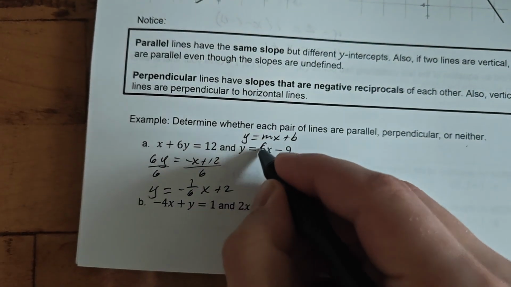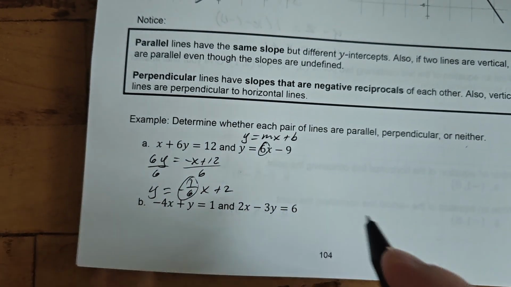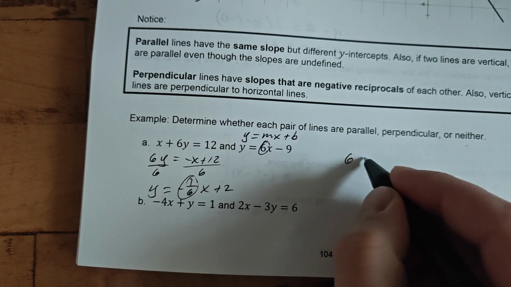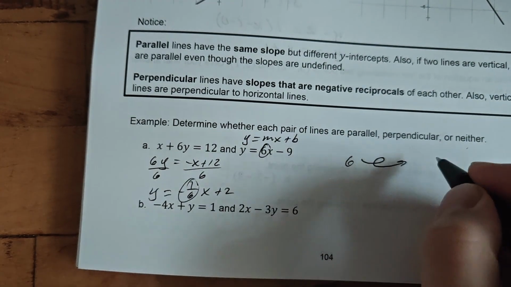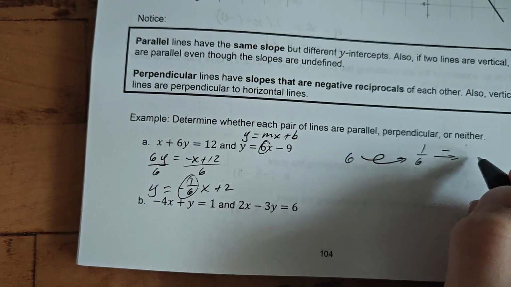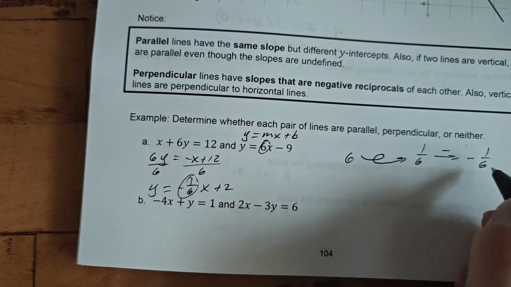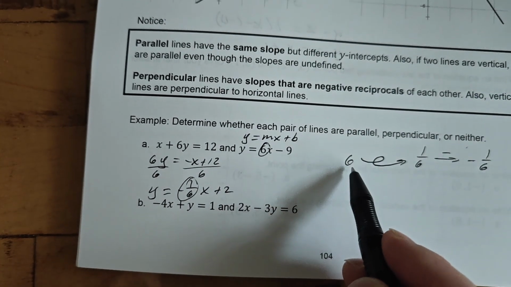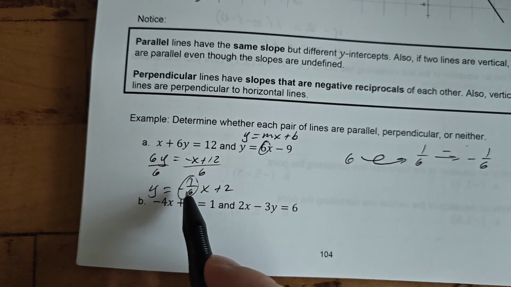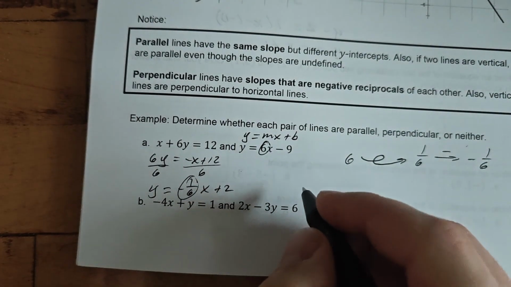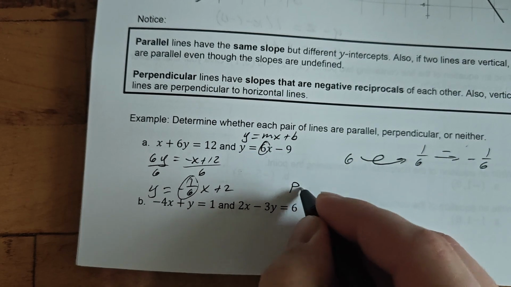So one has a slope of 6. The other one has a slope of negative 1/6. If we take 6, take the inverse of it, that's 1/6, and then make that negative, we get negative 1/6, which is the second slope that we have. That shows that 6 is the negative inverse, or the negative reciprocal, of negative 1/6. So that means that they are perpendicular.